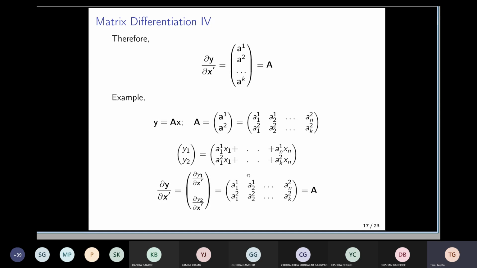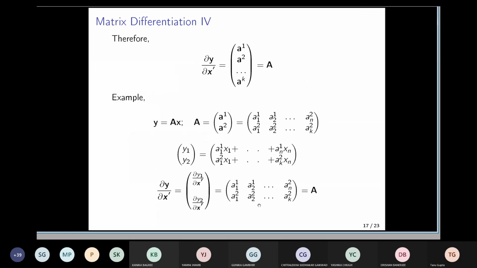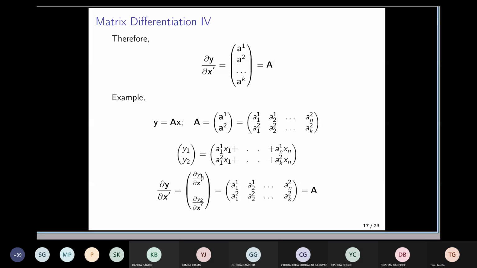Just like we did in the previous slide. So del y is nothing but this column vector, and we have already seen that del y1 by del x prime will be nothing but a1. Okay, this is what we are getting here. So del y1 by del x prime will be a1, and del y2 by del x prime will be a2, and a1, a2 is nothing but this matrix A itself.